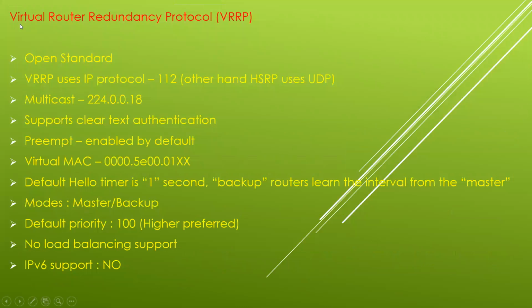Now let's talk about the Virtual Router Redundancy Protocol. Since we are talking about redundancy protocols, you need to understand a glimpse of all of them, then it's easier to understand the differences between them. It also comes up in interviews. VRRP is an open standard. It uses the IP protocol, protocol number 112, rather than a UDP port. HSRP, on the other hand, uses UDP with a multicast address. It supports clear text authentication.